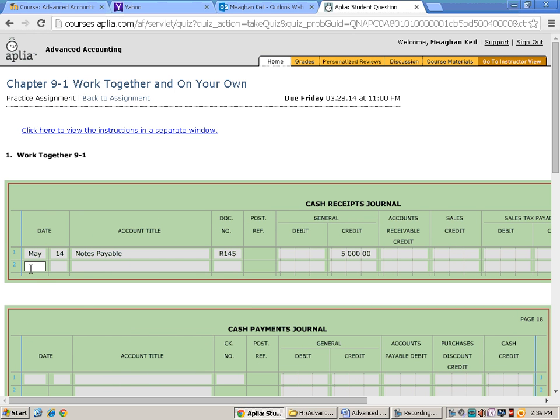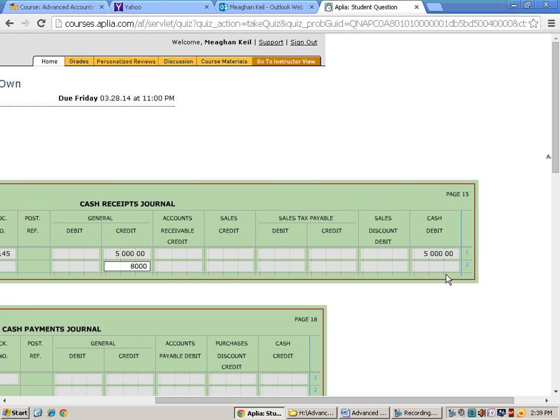All right, then again we borrowed on June 5th. Notes payable, receipt 213, and this time we borrowed $8,000 from American Bank. We have 180 days to pay it at a 10% interest rate. So it's going to be $8,000 general credit, cash debit of $8,000.